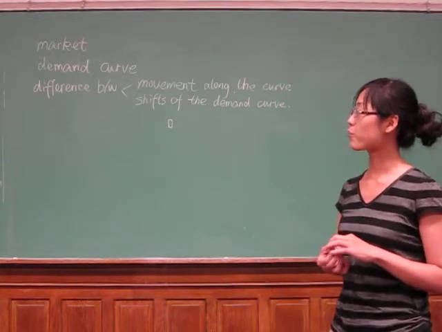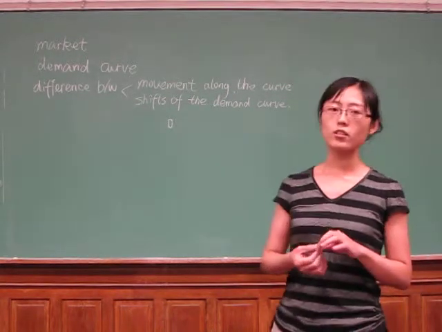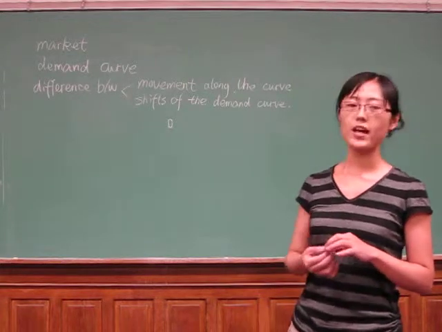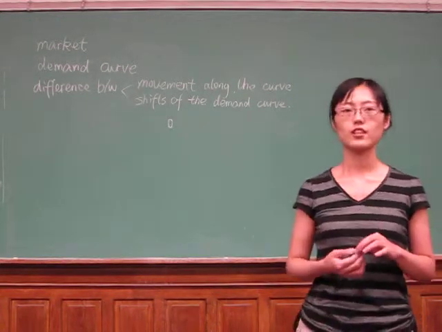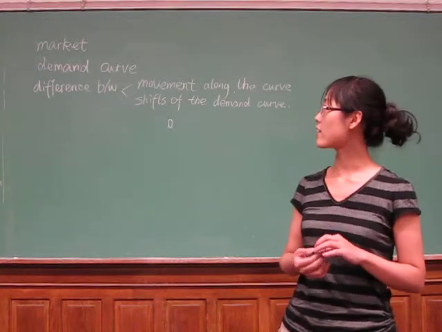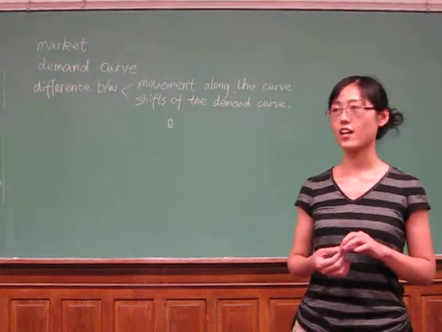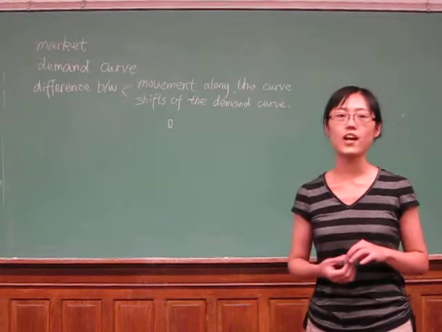And the basic model of economics, the demand and supply model, describes how the market behaves. Now we will first look at the demand curve in this class, and see how the market works.